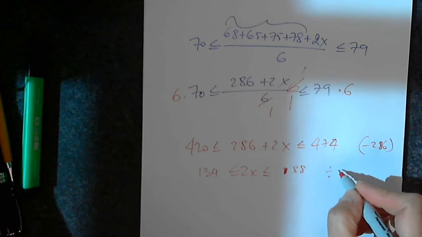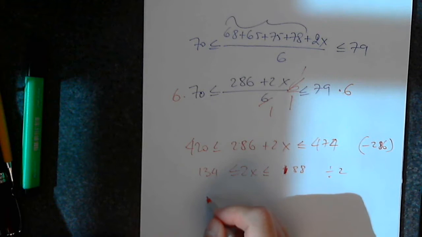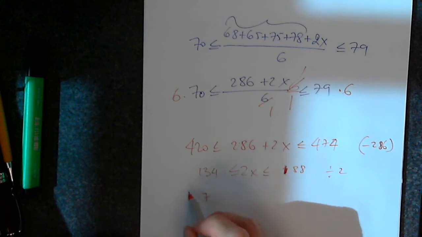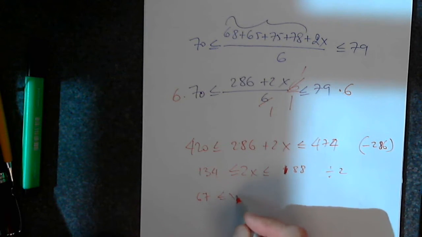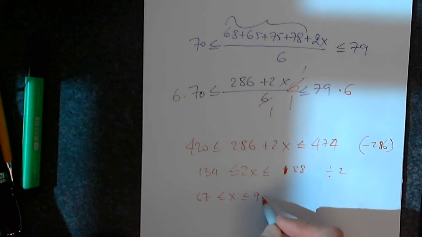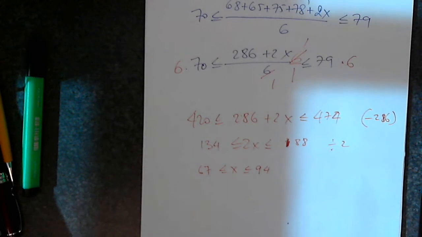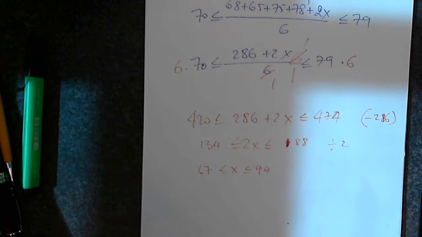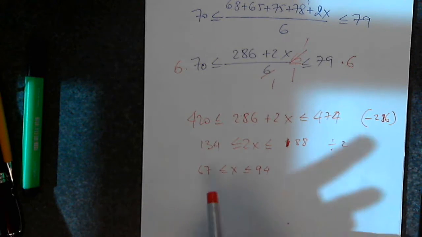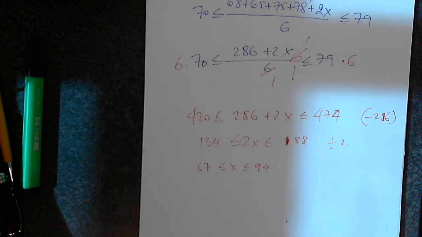Yes, now we divide everything by 2. And we get what? Is it 67. Yes, it is 67. And x, and then this is 94. Okay, very good. So what will you tell your friend, if he's your friend or she's your friend, what will you tell him or her? They have to score between 67 and 94 on the final exam. That counts as 2 tests. Make sure you get on the final what? Between 67 and 94, and you're definitely guaranteed a C in the class.